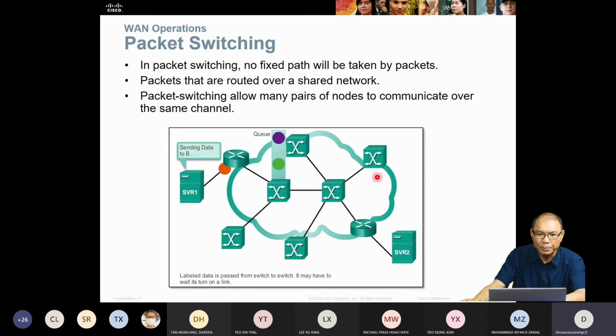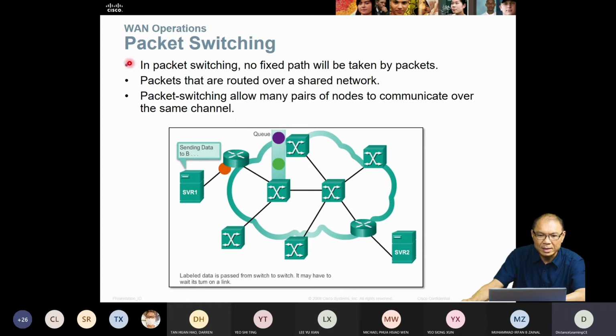Another one is known as packet switching. In packet switching, there is no need for you to predefine a path for the packet to travel on the internet, to go from one source to the destination. The definition says, in packet switching, no fixed path will be taken by packets. Packets that are routed over a shared network will find an available pathway to go to the destination. Packet switching allows many pairs of nodes to communicate over the same channel.